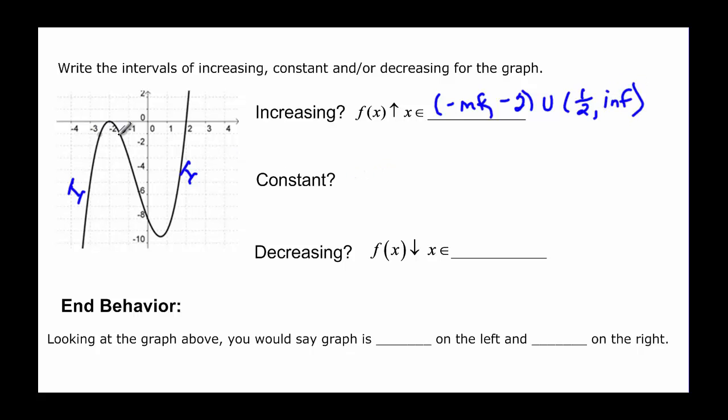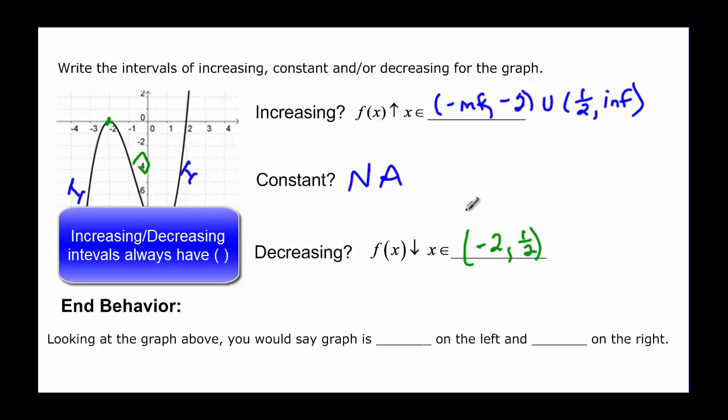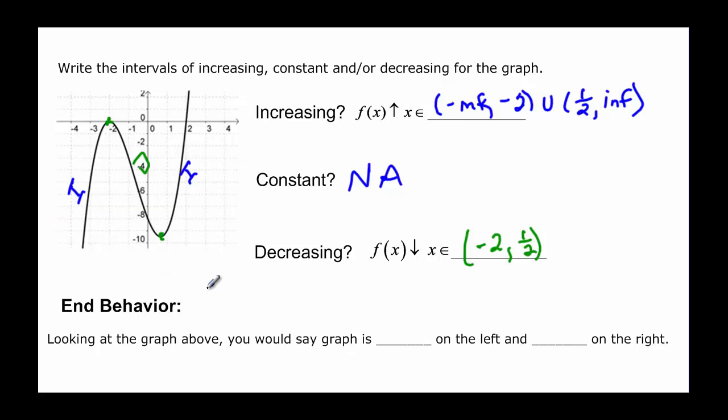For constant, there is no place where this graph is the same for several x values, so this one's not applicable. And then we look at where it's decreasing. Obviously, that's what's in between my 2 increasings. It starts at this point here, and it ends at this point here. So we're going to say that x is an element between negative 2 and 1/2. Now notice that I've always used parentheses because it's increasing at that end point and decreasing all at the same time, so we just make it a parenthesis.